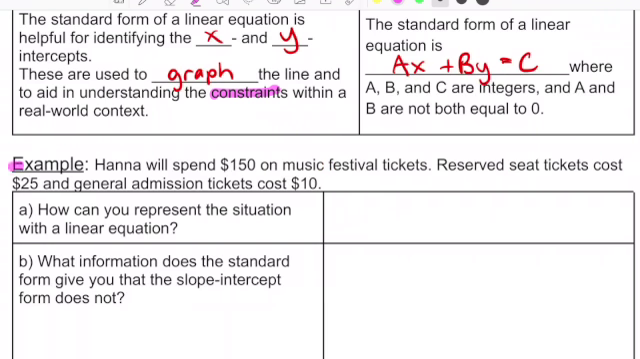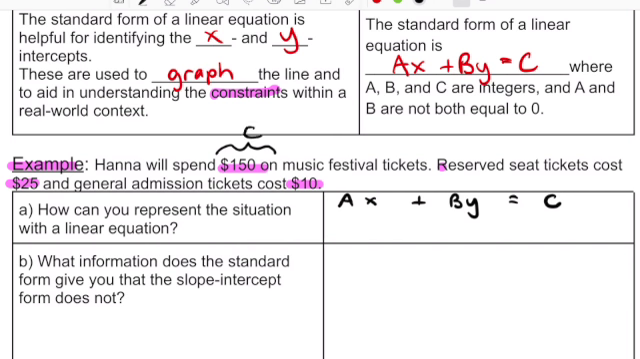So here is our first example. Hannah will spend $150 on music festival tickets. Reserved seat tickets cost $25, and the general admission tickets cost $10. So, part A, how can you represent the situation with a linear equation? Remember our standard form, which is ax plus by equals c. Well, we know that Hannah will need to spend $150 total on the music festival tickets. So the $150 is the C.